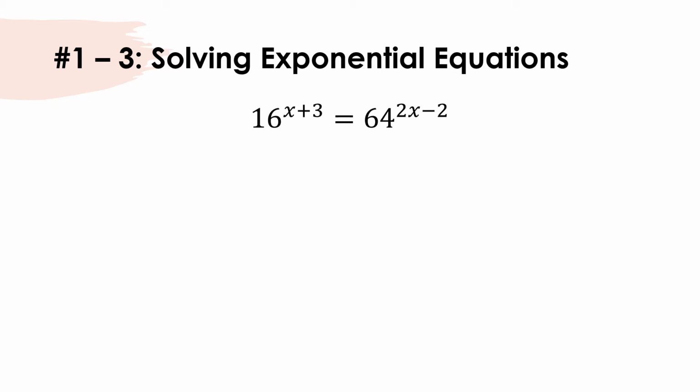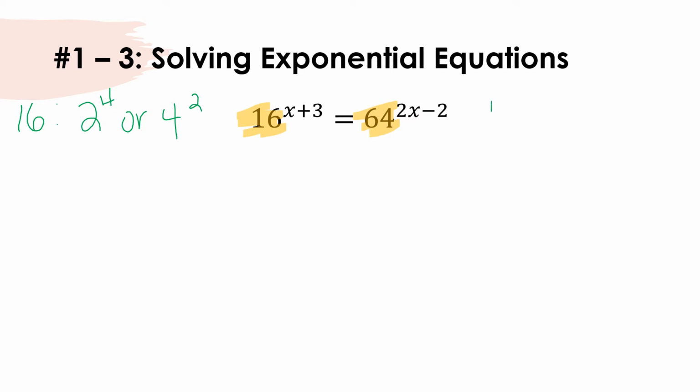So the base on the left side is 16, and the base on the right side is 64. So you have to think of a way to rewrite them so that they're the same base. And in this particular problem, there are two different ways to do it. So the number 16 can be rewritten either as 2 to the 4th, or it can be rewritten as 4 squared. So those are your two options for 16. So either 2 to the 4th or 4 squared.